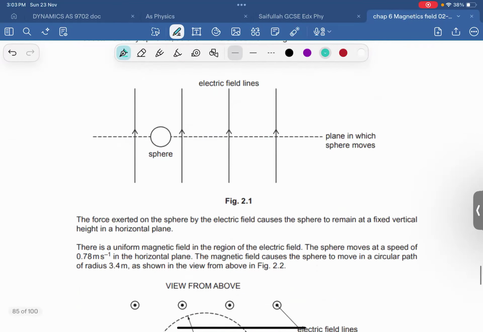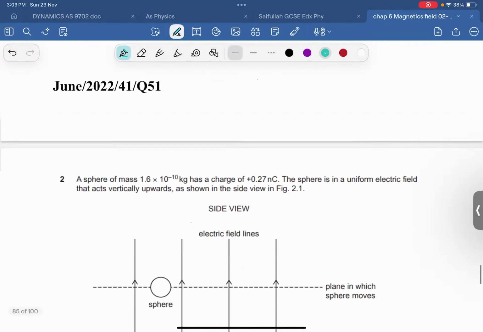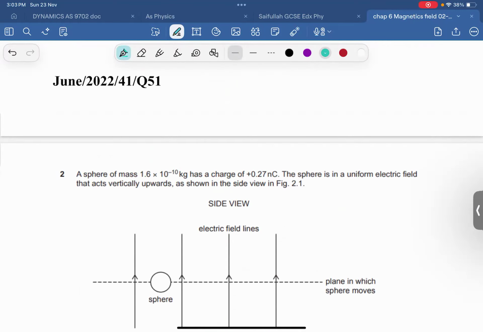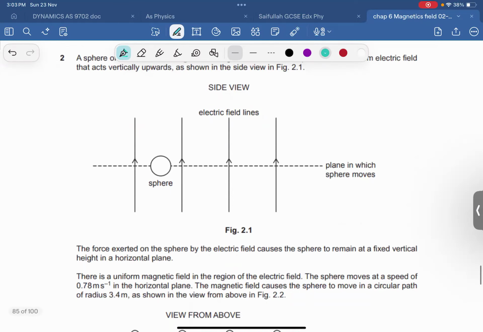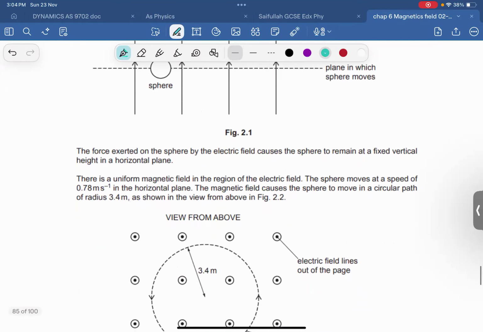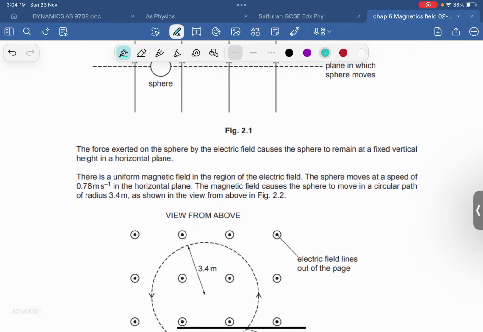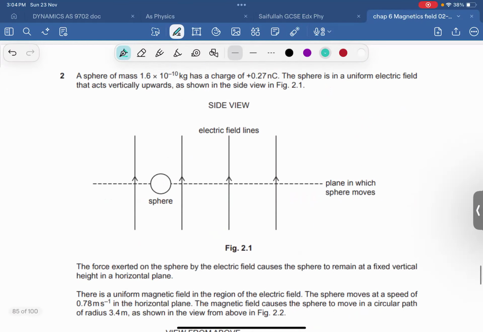Okay, try this one. They're saying that we have a sphere of a mass, and a charge of this much. The sphere is in a uniform electric field that acts vertically upward as shown. The force exerted on the sphere by the electric field causes the sphere to remain at a fixed stationary height. So basically, the gravitational force and the electric force are equal and opposite, so that's why.